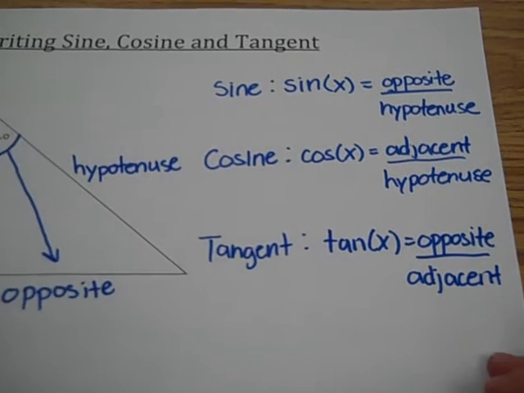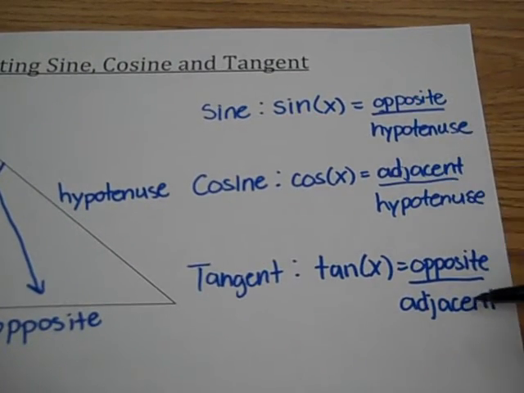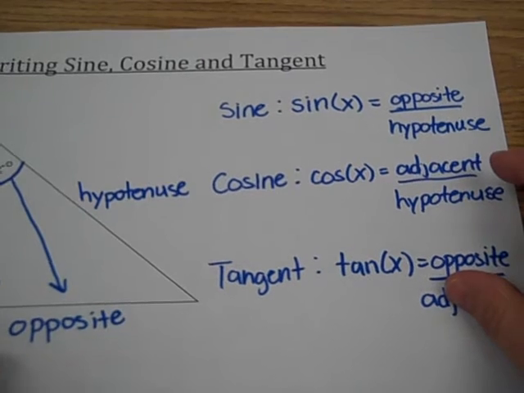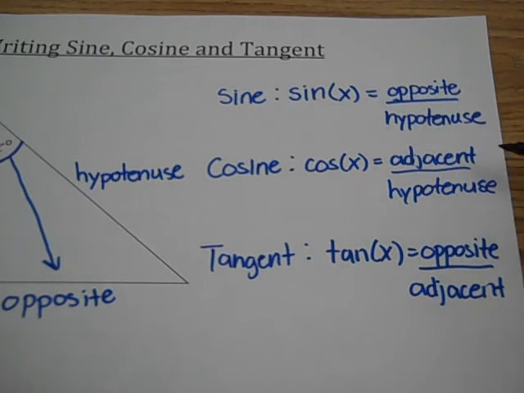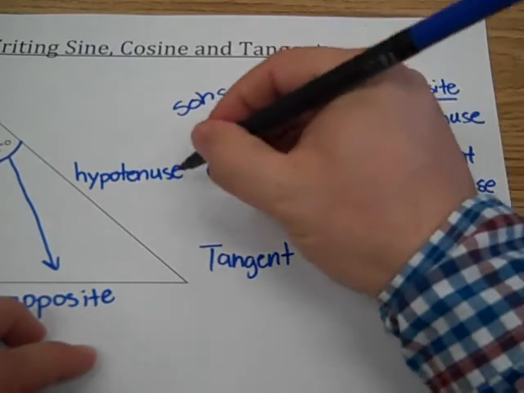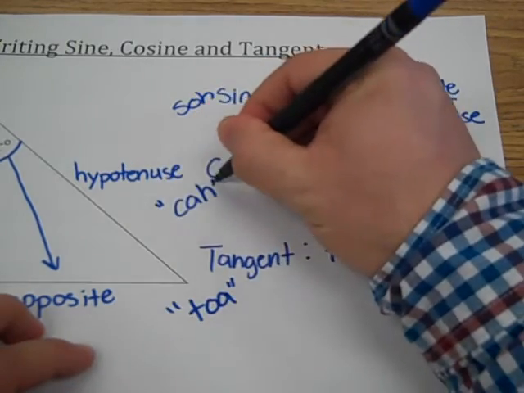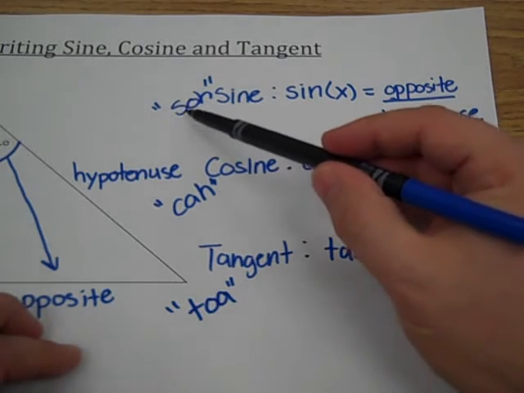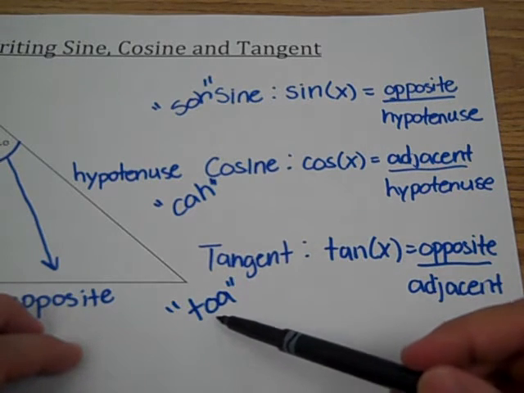So if we know the lengths of the three sides of a triangle, so if we knew these three lengths, then we could write these three ratios and find the values for sine, cosine, and tangent. One sort of way that helps people remember which sides belong with which trig function is we can write SOH CAH TOA. If you remember SOH CAH TOA, it sometimes helps you remember that sine is opposite over hypotenuse, cosine is adjacent over hypotenuse, tangent is opposite over adjacent.